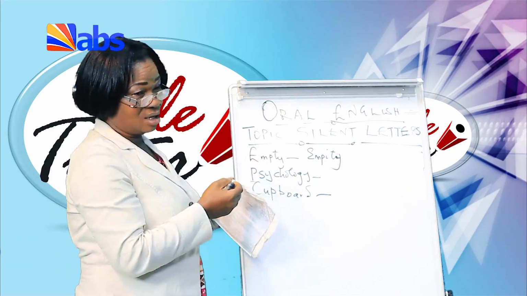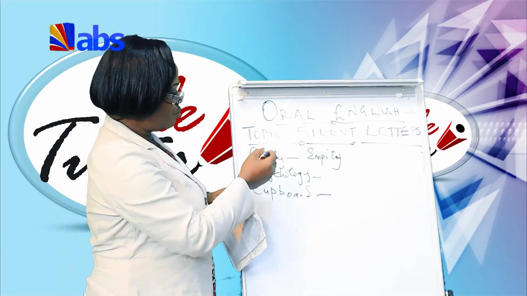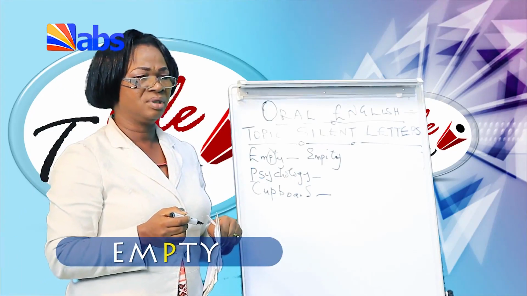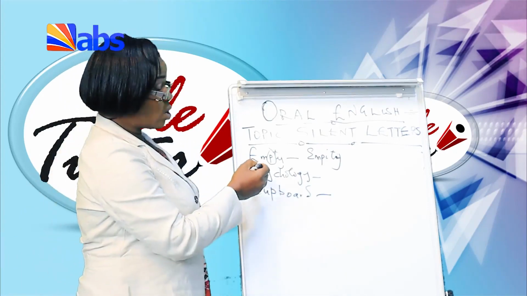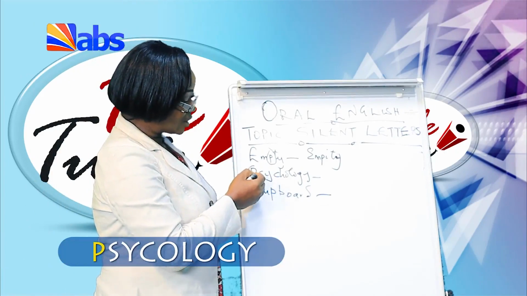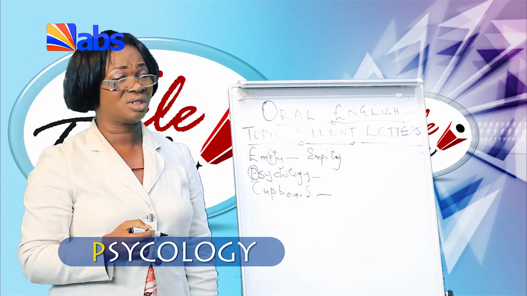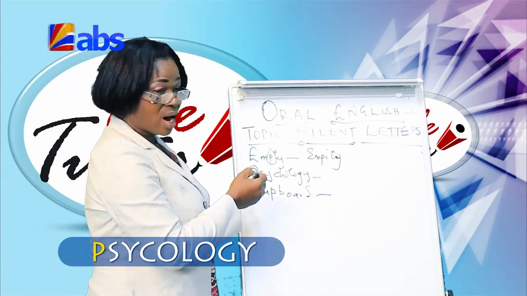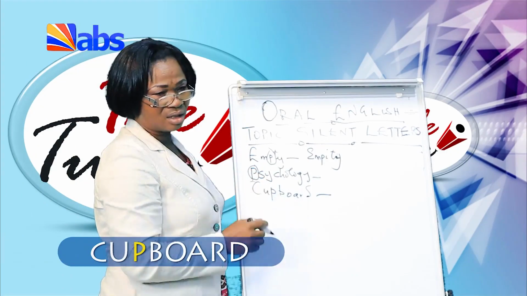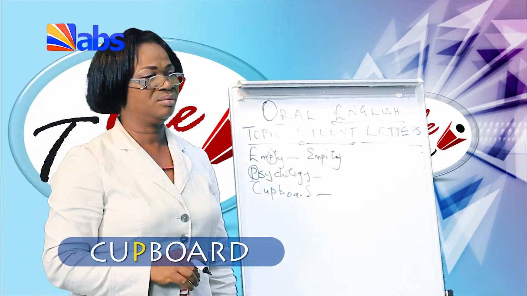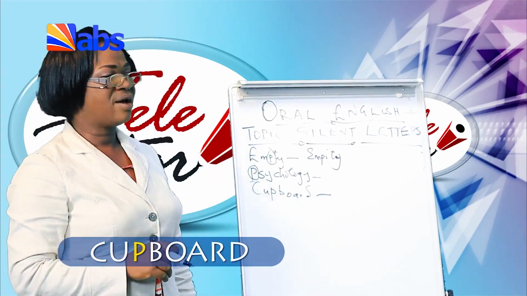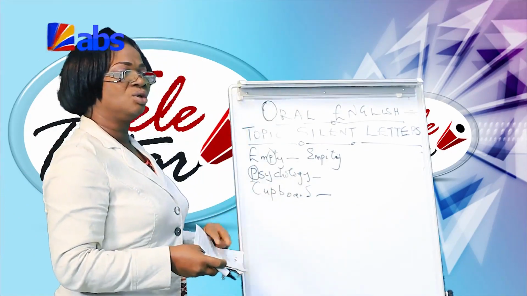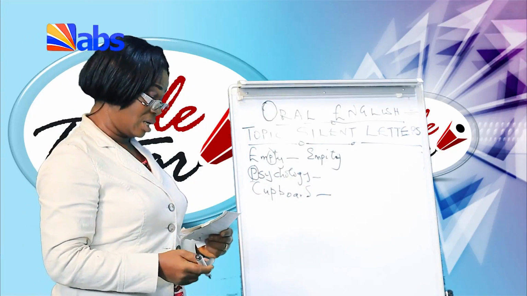Now in the word empty, you can observe that P is silent. You simply say empty, not MPT with the P sounded. Then in the word psychology, P is silent because the right thing to say is what? Psychology, without the P. Then in the word cupboard, the right thing to say is just cupboard. Everybody say cupboard. Cupboard. Never pronounce the P. So, with these examples, let's get to other silent letters we have in English words.